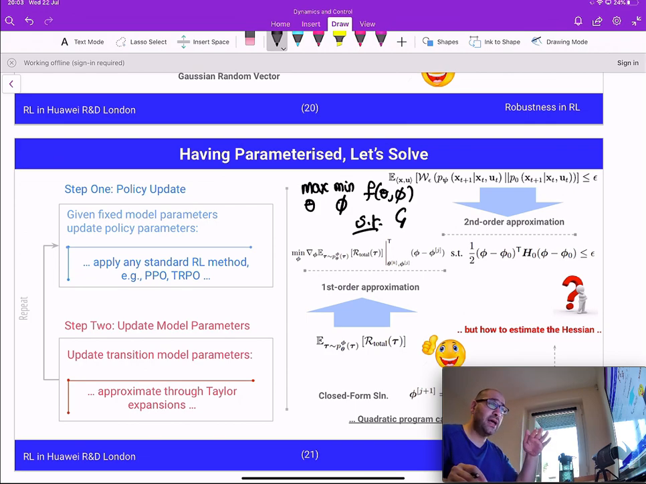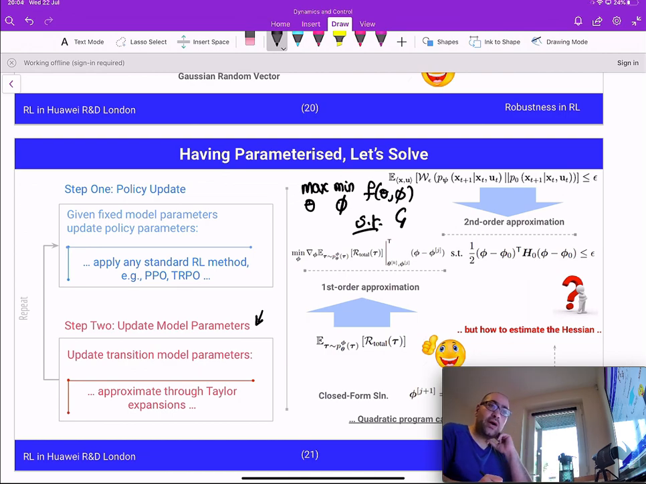In the first step, we will update the policy. So given a fixed phi, we will update theta. And now given the updated theta, we will update the phi. So we will just alternate like that. Given a fixed model parameter, apply an RL method, PPO, TRPO, in order to get a new theta. Given a new theta, we go to step 2. In step 2, we just update the transition based on that theta, and then we repeat.